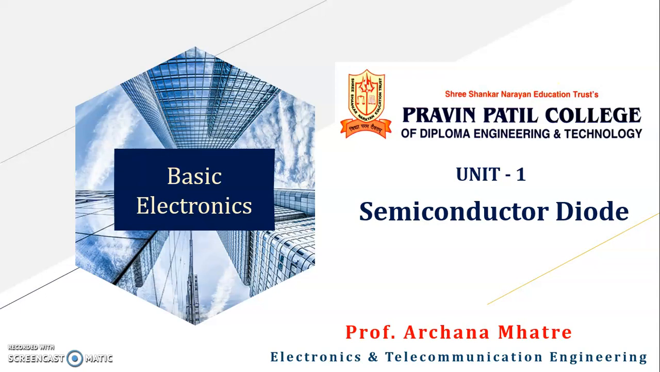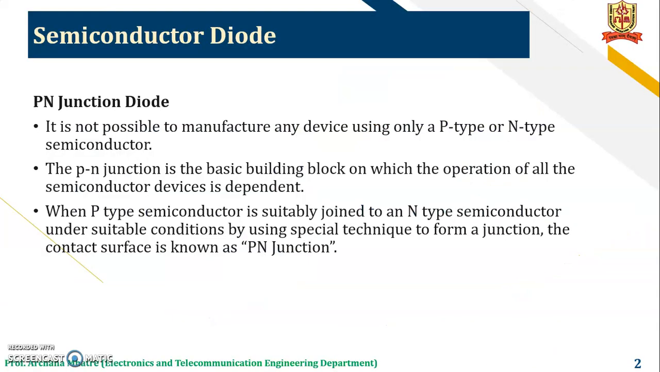In this video, we are going to continue with the first unit of Basic Electronics, that is Semiconductor Diode. In this we will see the PN Junction Diode. It is not possible to manufacture any device using only a P-type or only an N-type semiconductor. The PN junction is the basic building block on which the operation of all the semiconductor devices is dependent.